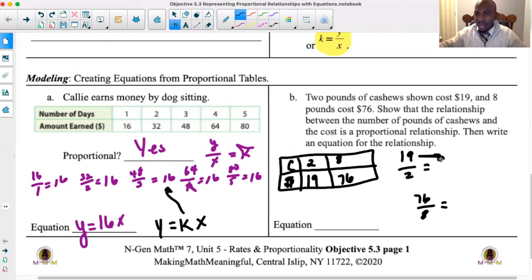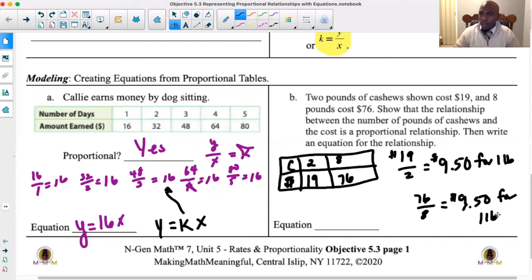Now, what does that mean? Because it's a word problem, ladies and gentlemen, and I'm going to clean this up because I need you to get this. Because it's a word problem, because there's words here, my answers need to make sense. This was money on top. That means it cost me $9.50 for 1 pound of cashews. Whereas on the bottom, I do 76 divided by 8, and I get $9.50, which is also for 1 pound of cashews.